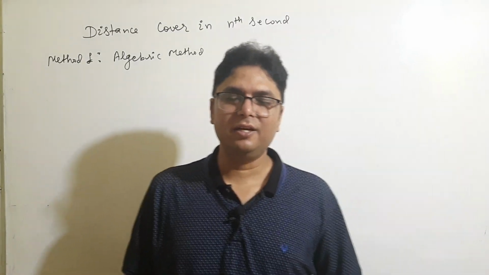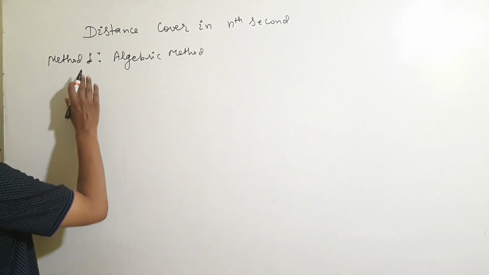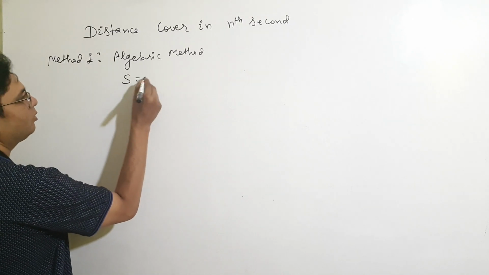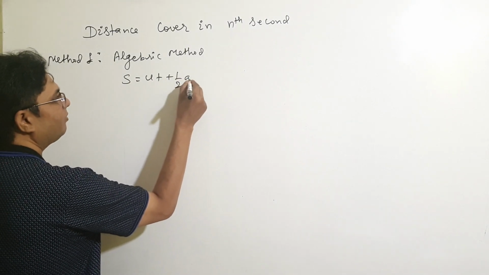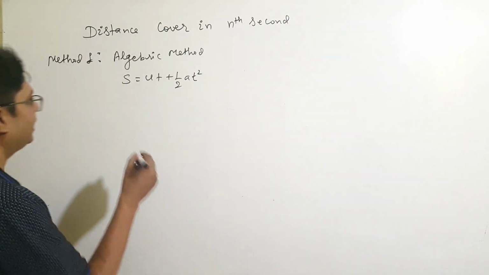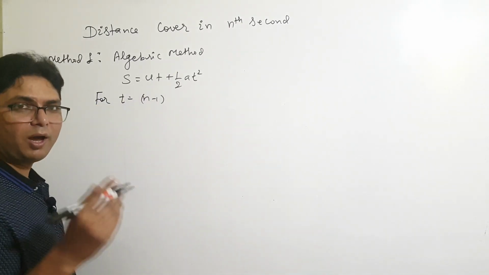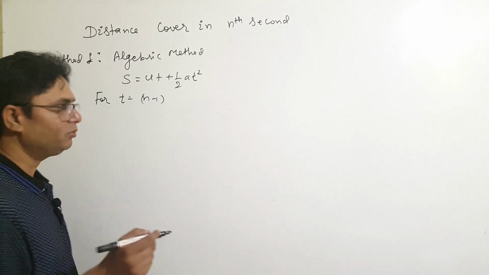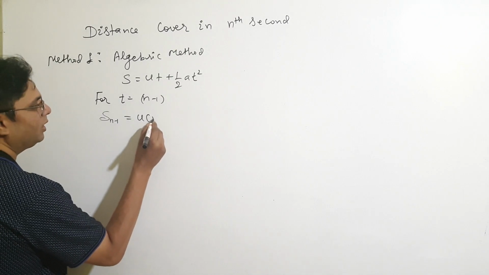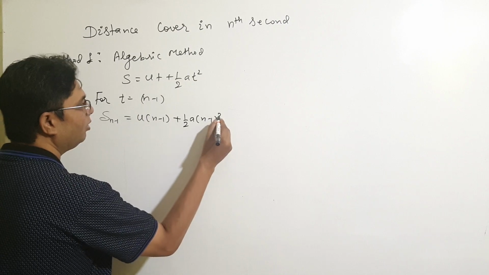Friends, let's learn distance covered in nth second. So you have the first method, known as the algebraical method. Here you know that S = ut + (1/2)at². When time is n minus 1, that is for t = n − 1, you have to change t by n − 1. So right here, S(n−1) = u(n − 1) + (1/2)a(n − 1)².